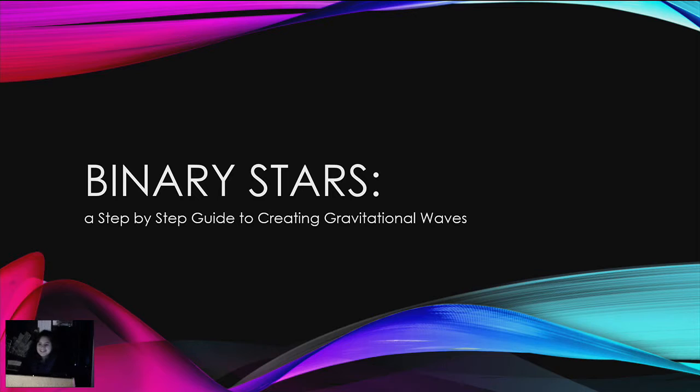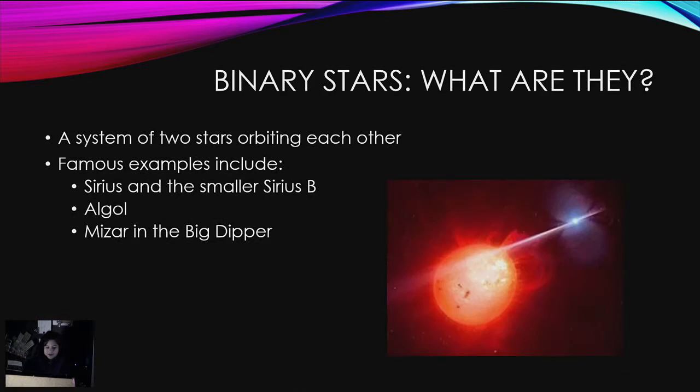Welcome to Second Saturday. Tonight I'm going to be talking about binary stars, sort of in response to the recent observation of gravitational waves created by colliding neutron stars. You might have heard about it. It was made by the LIGO observatory. So, first of all, binary stars are a system of just two stars orbiting each other.